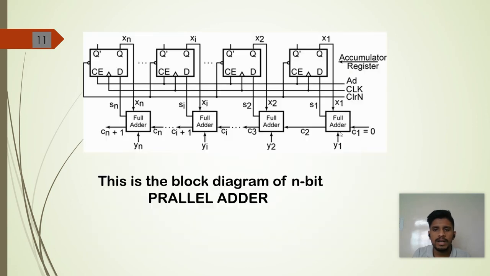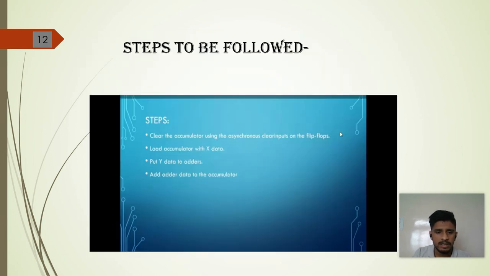Put Y data to the adders. Now in the full adder, we have already stored X1 in the register. Now we have to add y1, so we simply put y1 in the full adder, and since x1 is already loaded in the register, x1 and y1 are added in the full adder, and we get C2 as the carry and sum 1 as the sum. Then add the adder data to the accumulator.